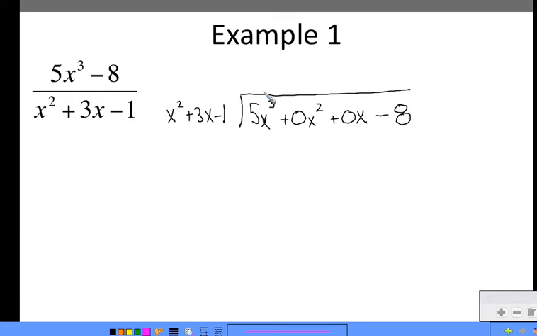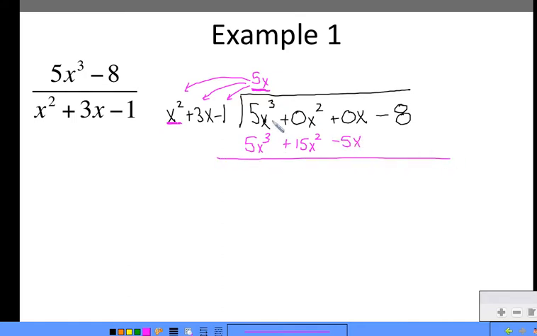So the first thing we're looking at is we're going to take this x squared times what gives us 5x cubed. How many times does it go in there? Well, we have 5x. And now we're going to multiply this by all of these. So 5x times x squared is 5x cubed. 5x times 3x is 15x squared. And 5x times negative 1 is minus 5x. And now we subtract all of these, so I put little subtraction signs there.